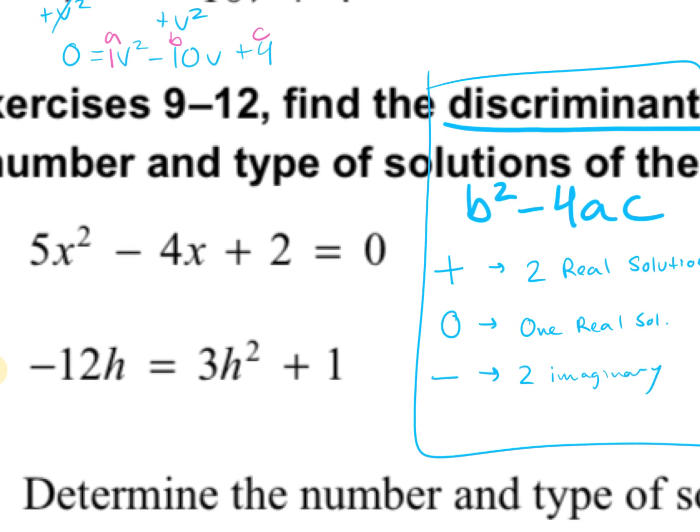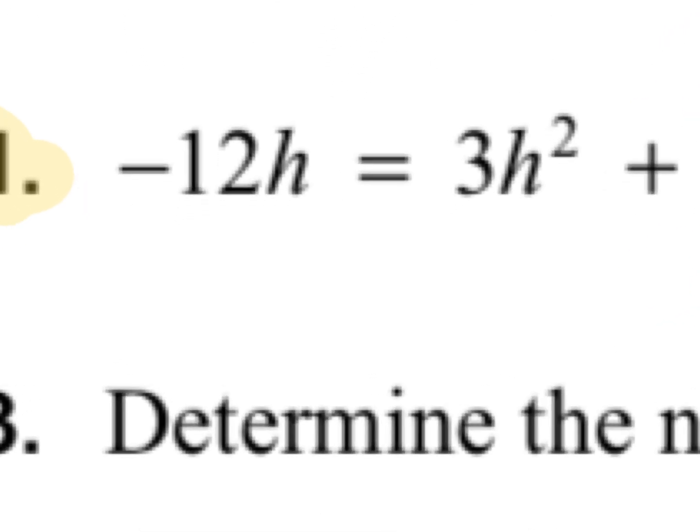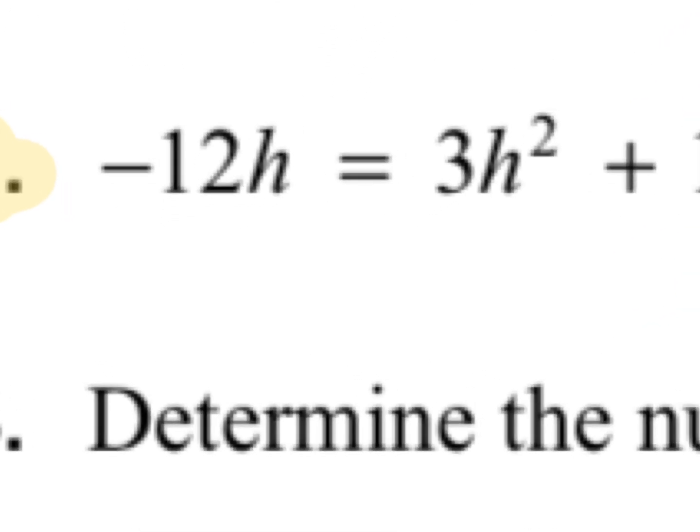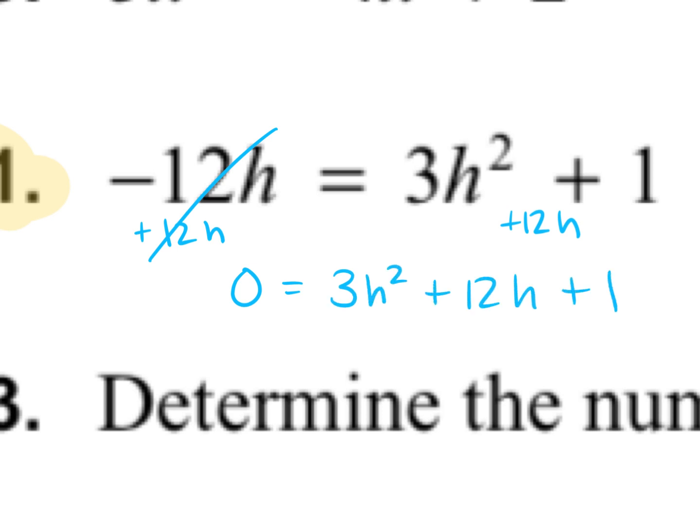So looking at number 11, could I just label my A, B, and C right away? No. Why not? Because it's not equal to 0 and it's not in standard form. So how would I make it equal to 0 and in standard form? Add 12h to move it to the other side. Where's it going to go? After the 3h squared. So I have 0 is equal to 3h squared plus 12h plus 1.